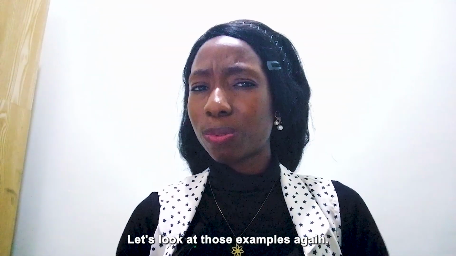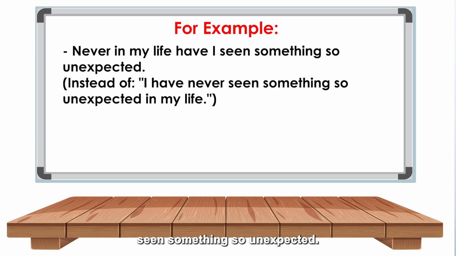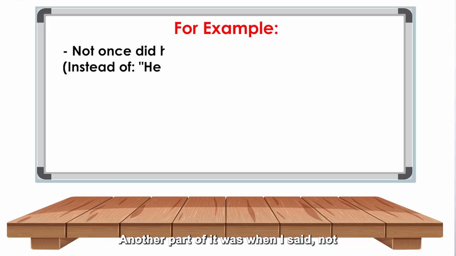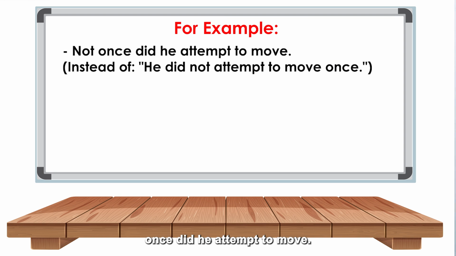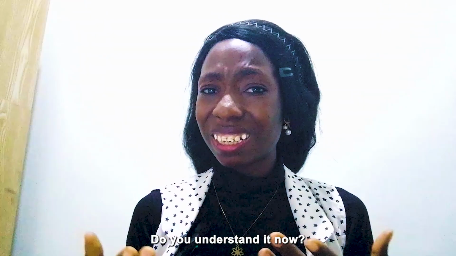Let's look at those examples again. Never in my life have I seen something so unexpected, instead of saying, I have never seen something so unexpected in my life. Another part of it was when I said, not once did he attempt to move, instead of saying, he did not attempt to move once. Do you understand it now?